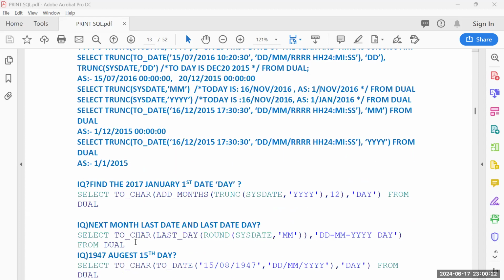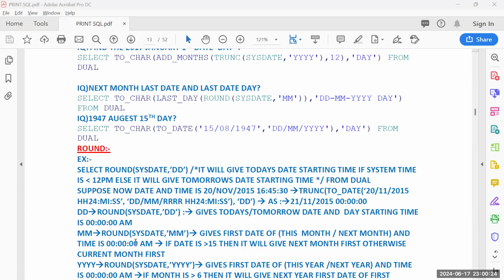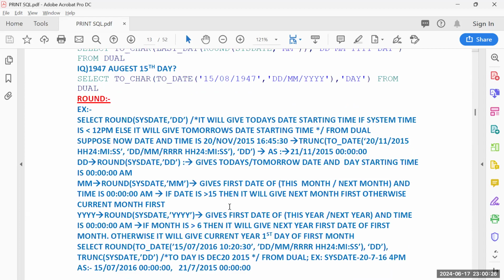Same way, ROUND rounds to the nearest value. Okay, this we already saw in the example.